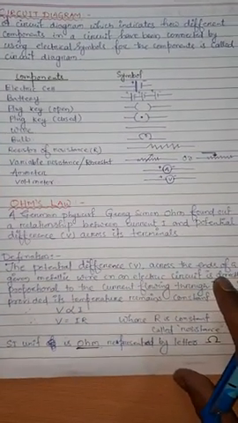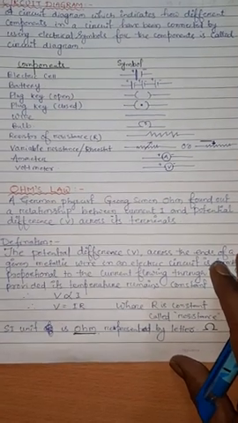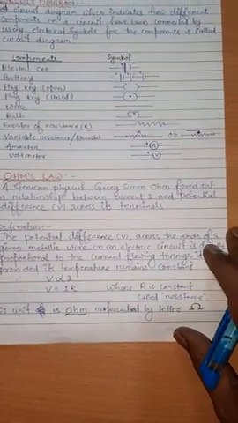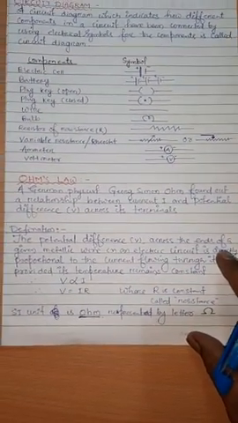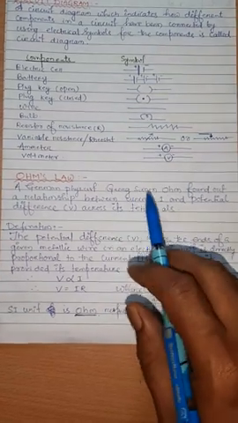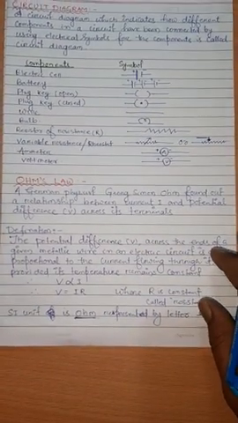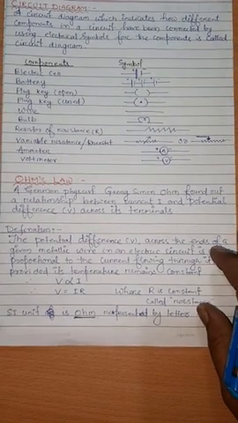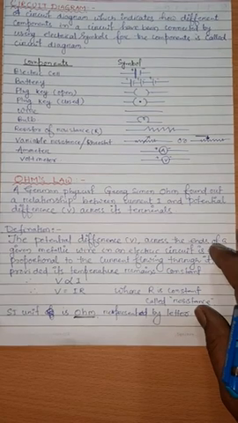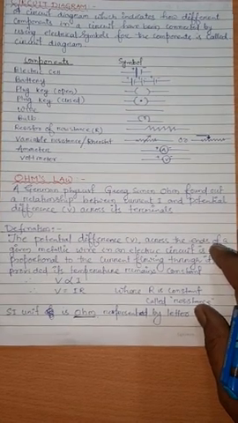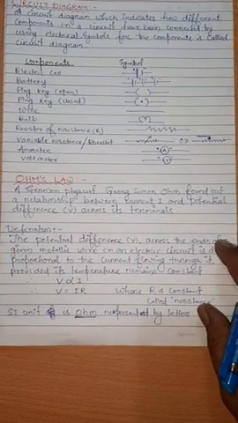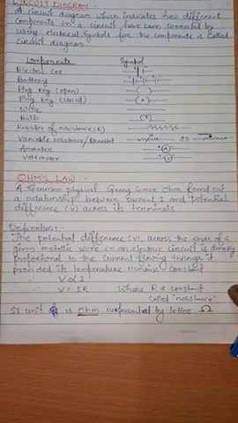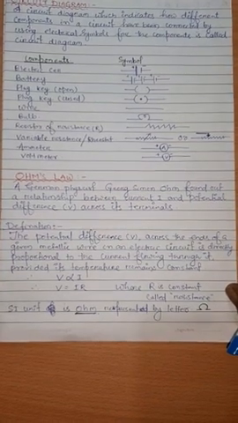Now we are going to study a very important concept of electricity, that is called Ohm's law. So what is Ohm's law? Before that, we are going to study what this is all about. A German physicist, George Simon Ohm, found a relationship between the current I and the potential difference V across its terminals. If two terminals have current I flowing and potential difference V, then the relationship between V and I is called Ohm's law, stated by the German physicist George Simon Ohm.